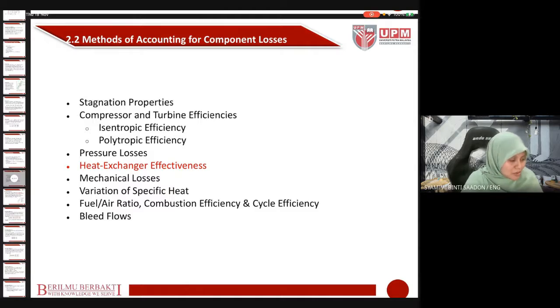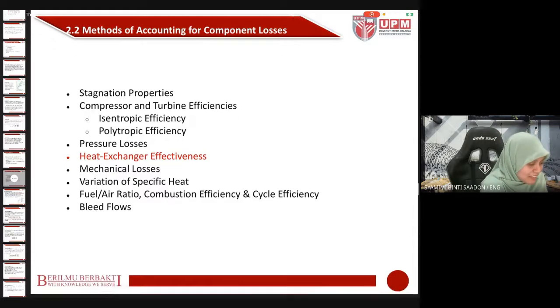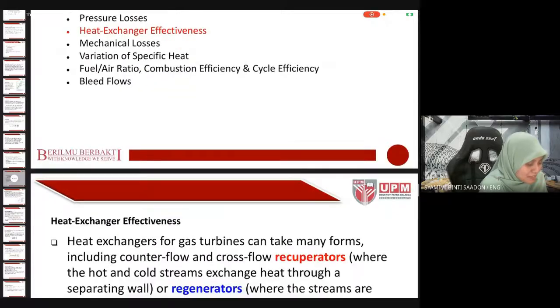Another factor is the heat exchanger effectiveness. It is like the efficiency of the heat exchanger. We call it effectiveness, but the meaning behind it is like the efficiency of the compressor or turbine. So we can take into account this heat exchanger effectiveness.